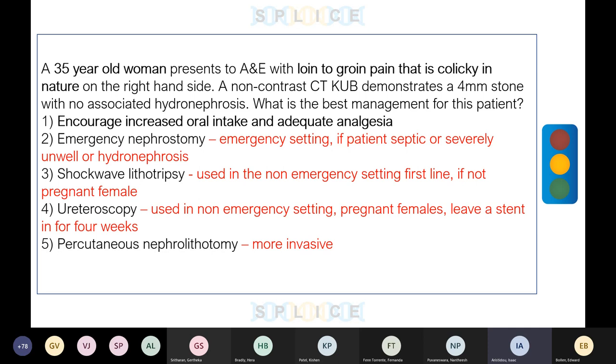It's a bit more invasive. You probably will try and avoid that if possible. But yeah, good to recognize that this wasn't as serious. No, it doesn't mean they take it out. They just drain it. That'd be a nephrectomy when they take it out.